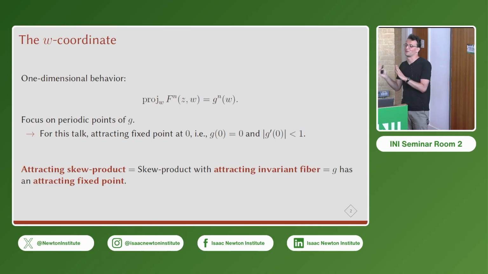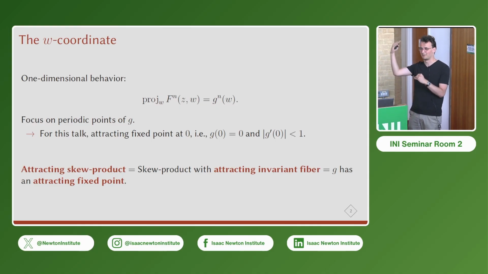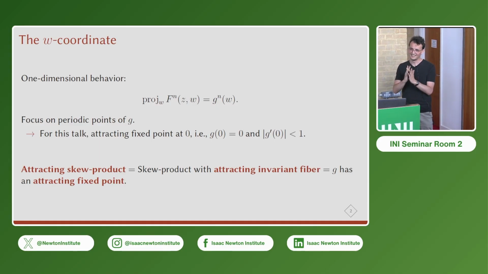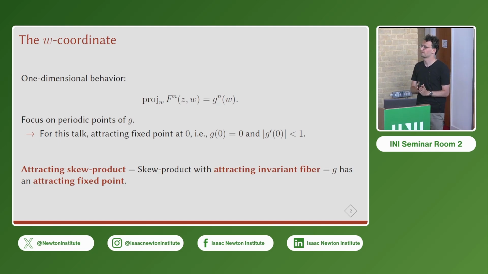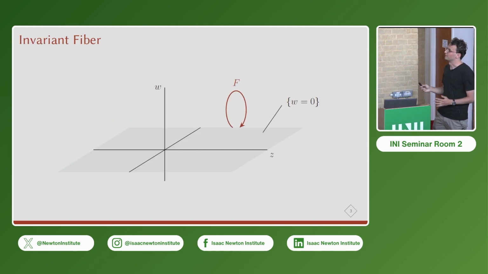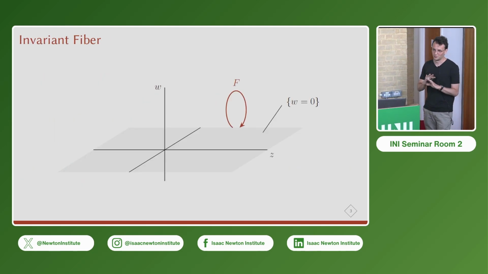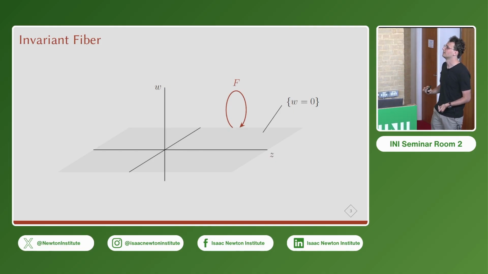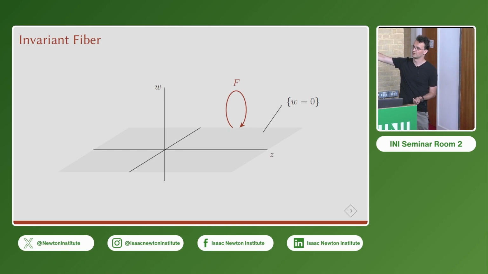Attracting Skew-Product may not be the perfect terminology because g can have multiple or different periodic points, but this is just to say that we're interested in the dynamics of a Skew-Product near an attracting invariant fiber. So just to start with a few visuals, it will be difficult to visualize anything in 4D, but what you should imagine is that you have a fiber where w is 0, and then this fiber is mapped onto itself by f, because g of 0 is 0, and we want to study the dynamics near this fiber.